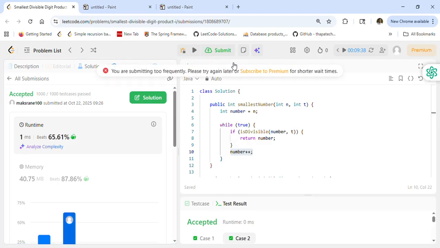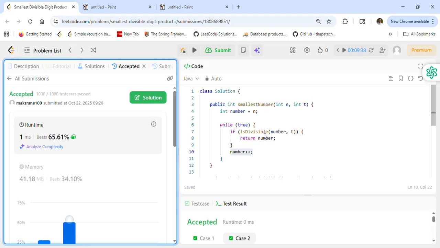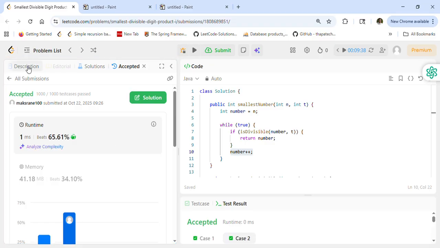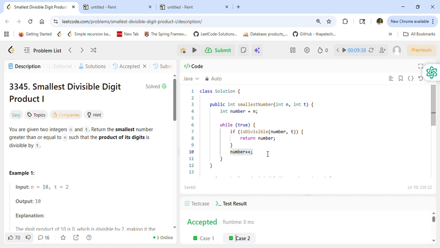Let's try one more time. So this is the way you can solve this problem. It was showing me 100% some time before, so I'm not sure. So this is the way you can solve this problem.